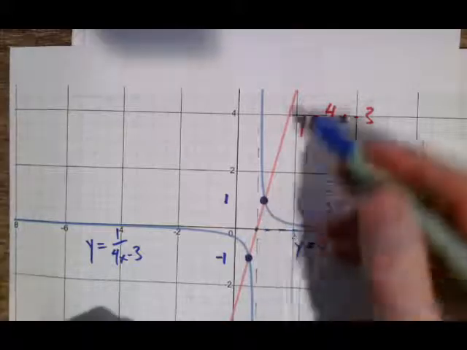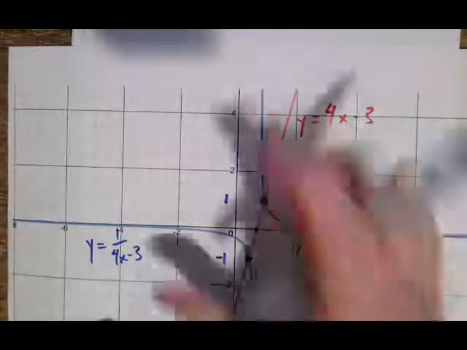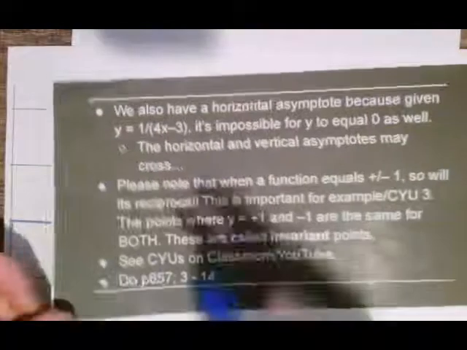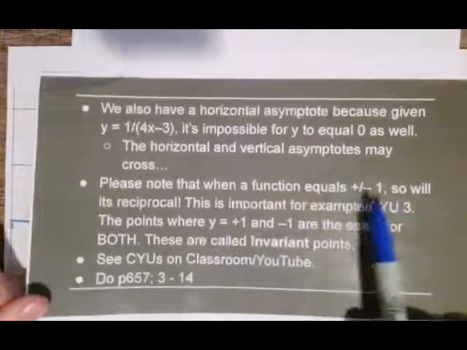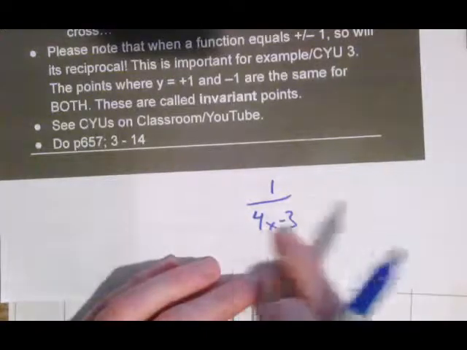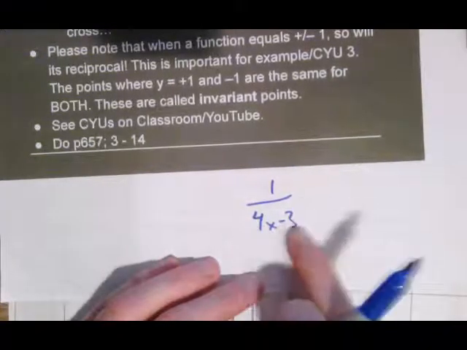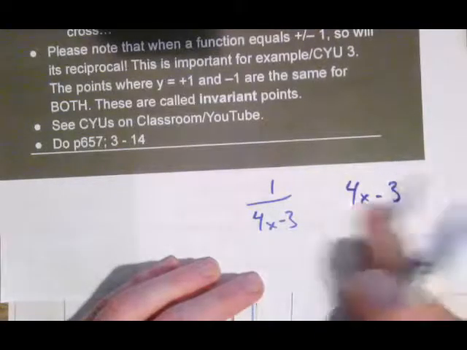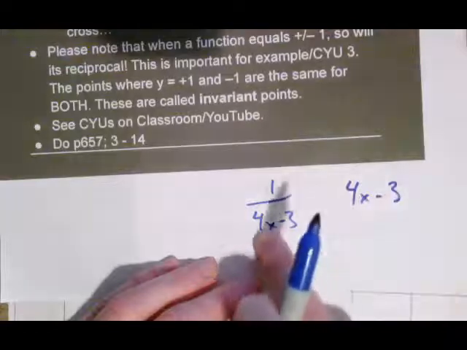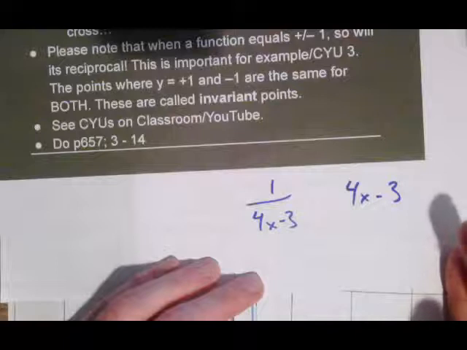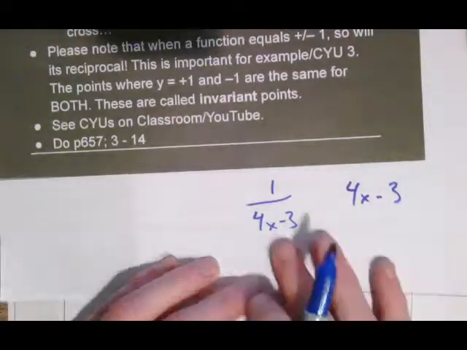That will help you if you're given one line and then you have to graph the other. These will help you. Because what that means is, when the function equals positive or negative 1, so will its reciprocal. If we look at this right here, whenever 4x minus 3 equals 1, then down here it's 1 over 1, and it's going to equal 1 as well. Does that make sense? Same as if it's negative or positive 1.